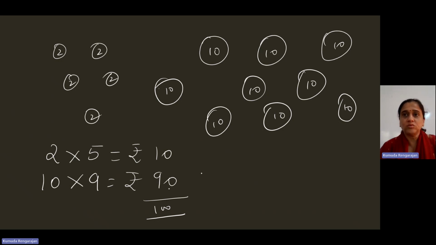Now, if you add these two, you will get the total value of money you have. This is the value of all the 2 rupee coins. Look at the board. This is the value of all the 10 rupee coins. When you add, this is the total value of money you have in your purse.